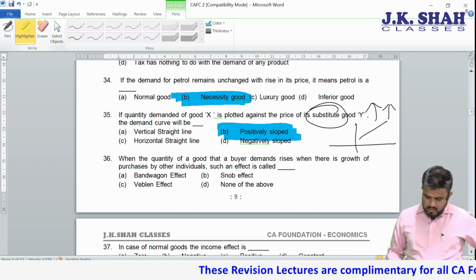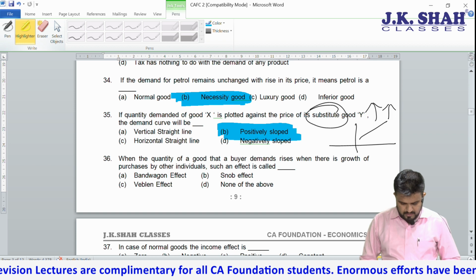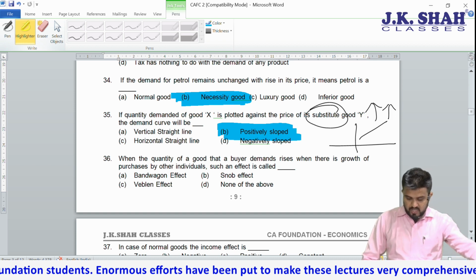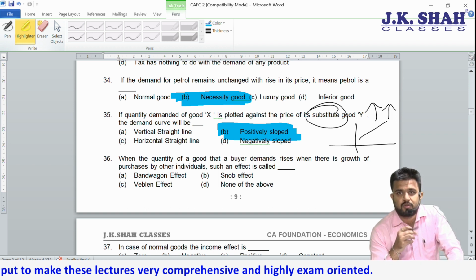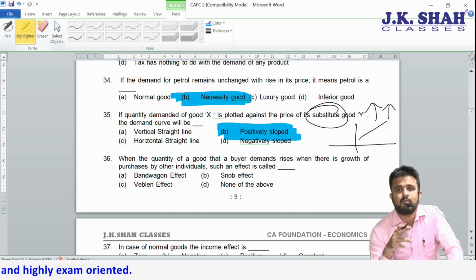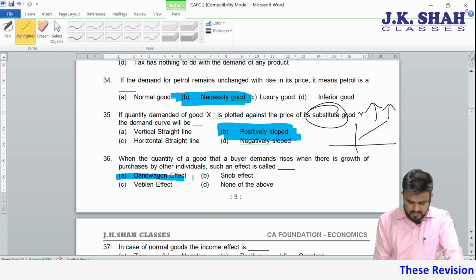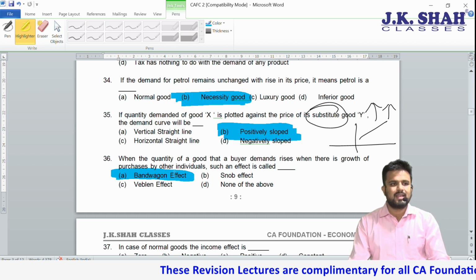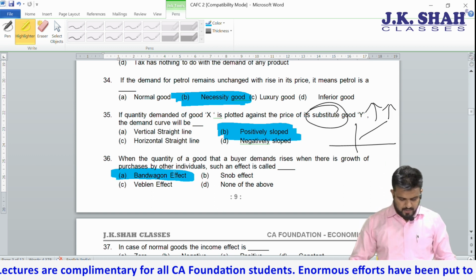Moving to 36. When the quantity of a good that a buyer demands rises when there is a growth in the purchase by other individuals, such an effect is called as ___. Now students, this is basically called demonstration, to imitate others, to copy others. When my neighbor is buying, looking at him, I am also buying. I had already told in the previous video, demonstration effect is also known as bandwagon effect, to copy, to imitate others. Next, moving to the next now, 37.